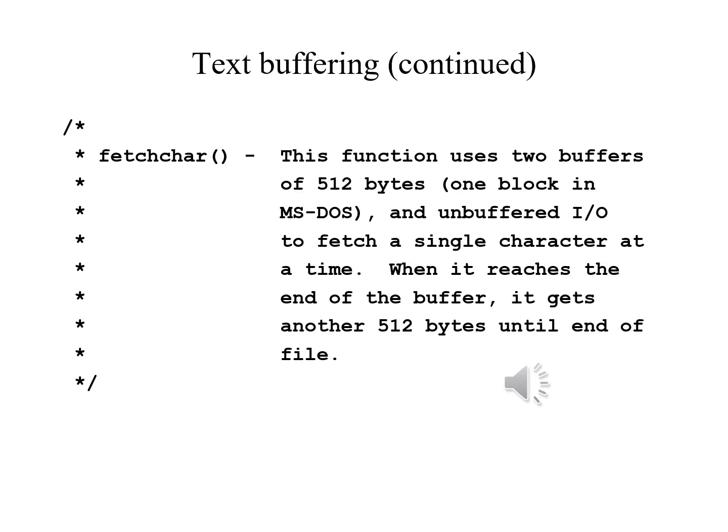The function fetchchar uses two buffers, each of which is 512 bytes, and unbuffered I/O to fetch input one character at a time. We choose 512 bytes because this corresponds to a block in MS-DOS. Each time we reach the end of one buffer, it gets another 512 bytes until we reach the end of the file.